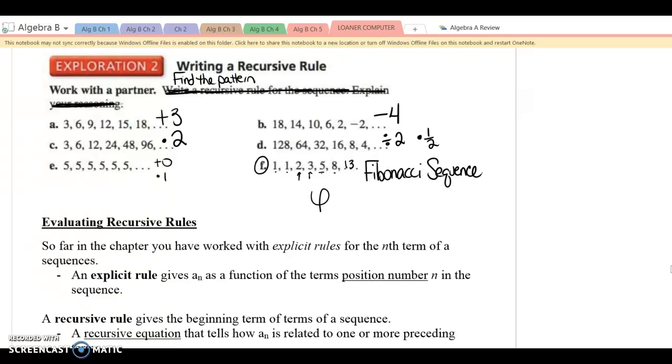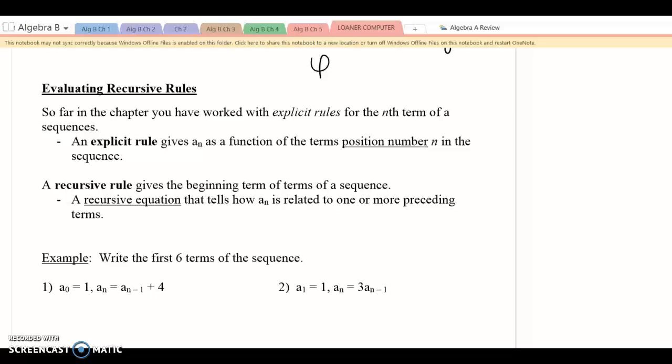All right, we already talked about the difference between explicit rules and recursive rules, so here's just a recap of that. An explicit rule, if you want a certain term in the sequence, you plug that number in and it gives you that term. In a recursive equation, it tells you how the nth term is related to the terms that come before it. So you have to have the previous terms in order to get the next terms.